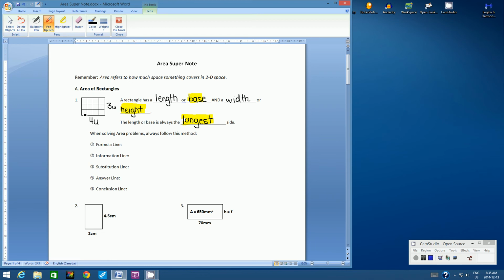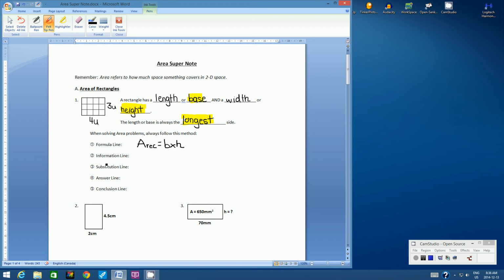So when we look at our model here, or our example, we have one measurement of 3 units and one measurement of 4 units. So the base will be 4 units because it is the longest side. When solving area problems, always follow this method. So we have a 5-line method here. Line 1 is the formula line. So the formula is area of a rectangle equals base times height.